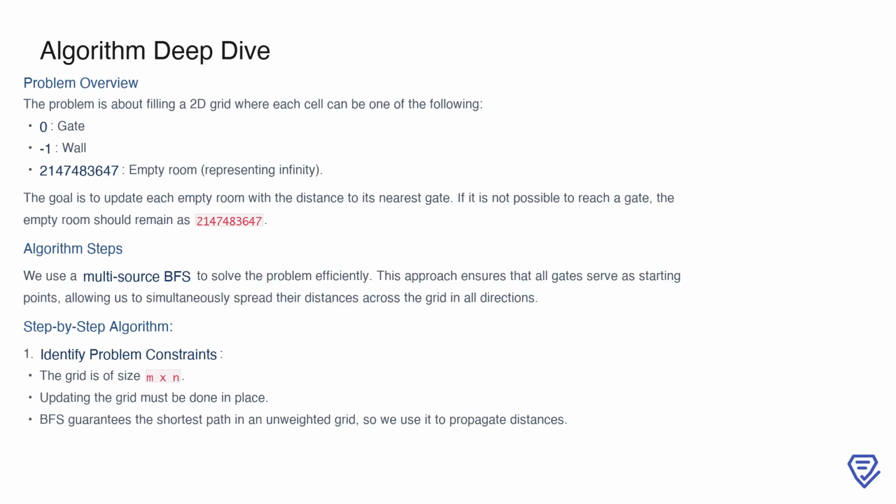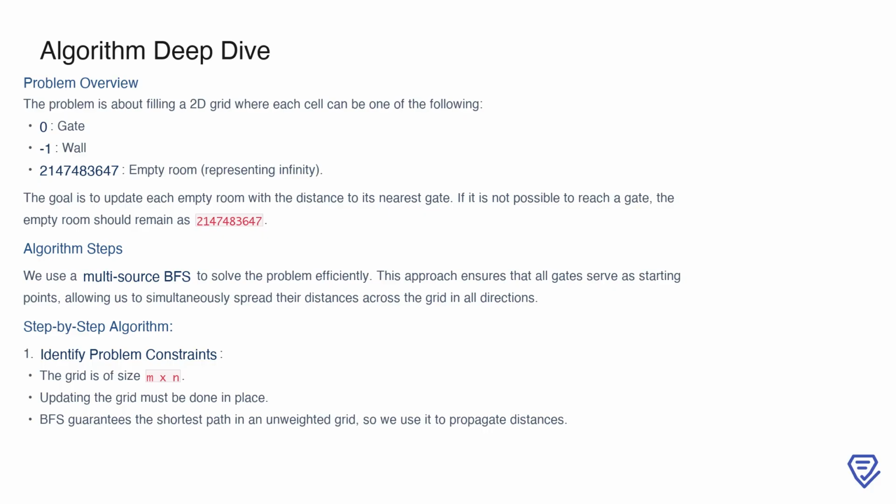In this problem, we're tasked with updating a 2D grid where each cell can either be a gate, a wall, or an empty room. Gates are marked with a value of 0, walls with -1, and empty rooms with the value 2147483647, which represents infinity. The objective is to calculate the shortest distance from each empty room to its nearest gate. If an empty room is unreachable from any gate, it should remain as 2147483647.